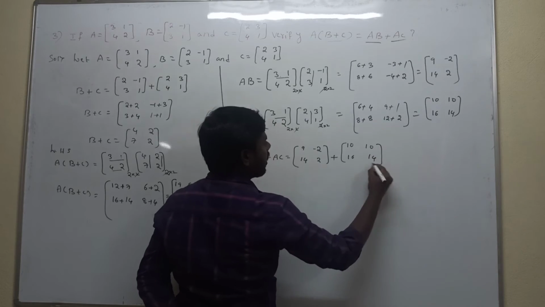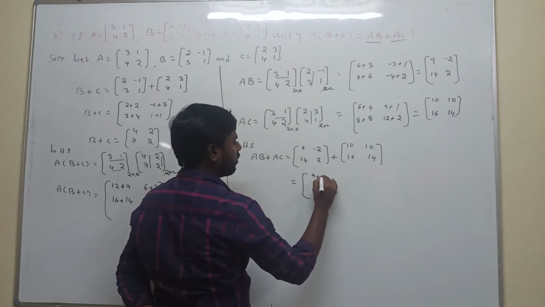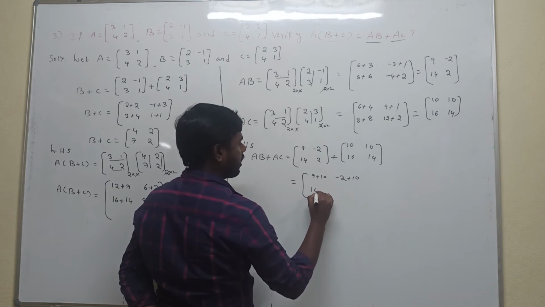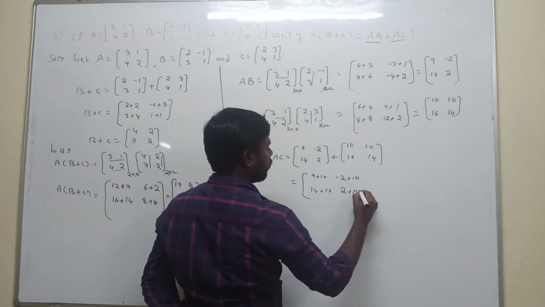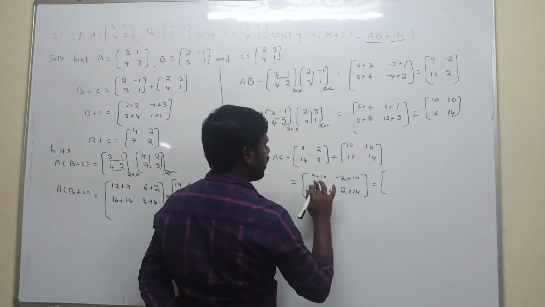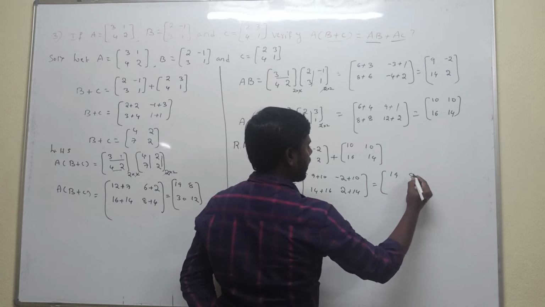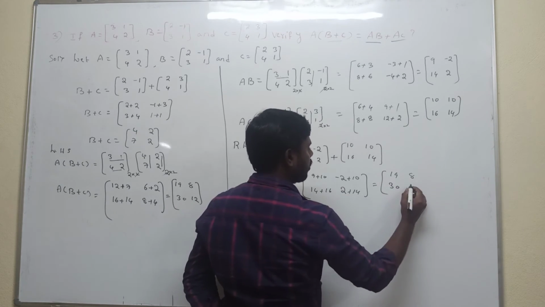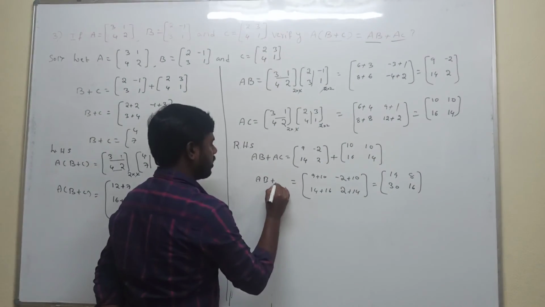Now we are adding corresponding elements. First element plus first: 9 plus 10, minus 2 plus 10, 14 plus 16, 2 plus 14. That is equal to: 9 plus 10 is 19, minus 2 plus 10 is 8, 14 plus 16 is 30, and 2 plus 14 is 16. This is AB plus AC.